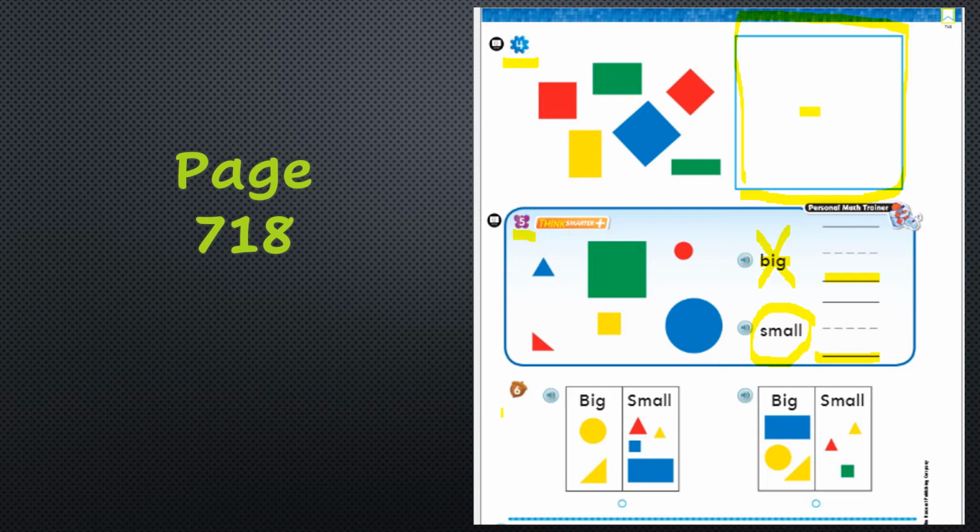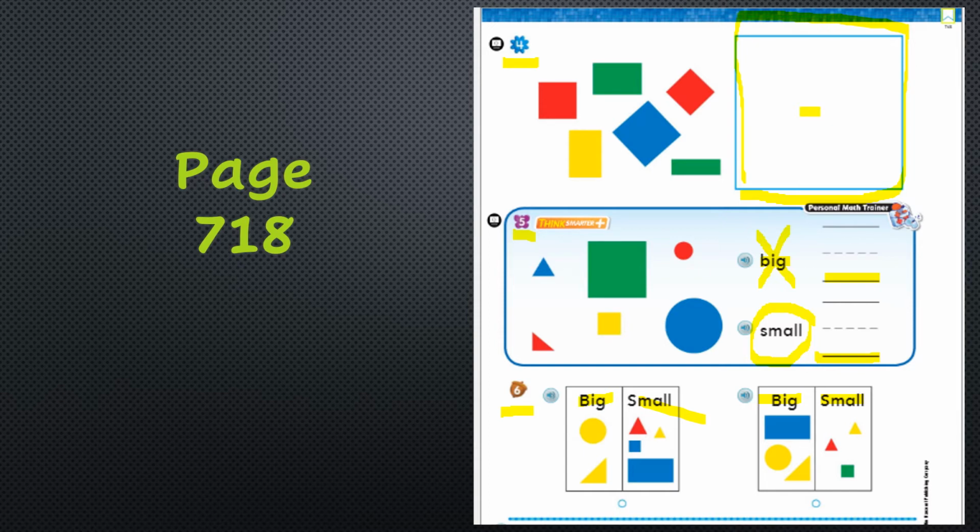All right, now we're on to number 6. Pause the video if you need to finish number 5 before you proceed into number 6. What I want you to do for number 6 is we have 2 groups here. And they have sorted or classified their shapes into big and small. Big and small. I want you to look at each of the groups.